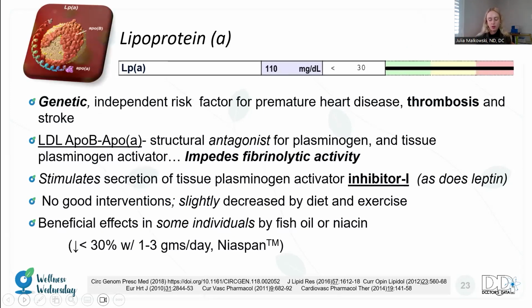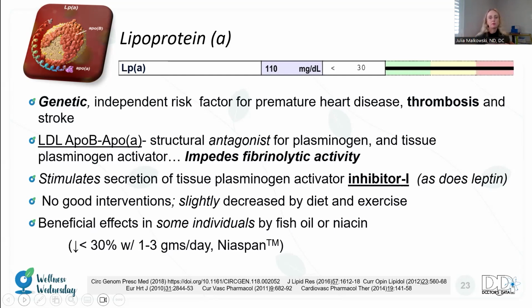The next component will be lipoprotein A. Lipoprotein A is the genetic factor here. So this is a genetic risk factor, and it's independent of the other markers. It is associated with premature heart disease, thrombosis, and stroke. Lipoprotein A impedes fibrinolytic activity. So your body is constantly creating fibrotic clots, and then it's breaking them down via fibrinolytic activity.